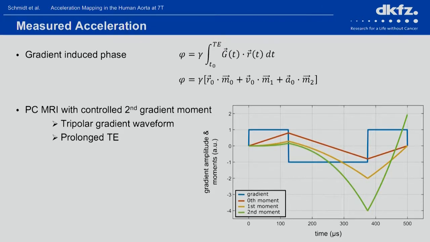To do so, we need a phase contrast sequence where we control the second gradient moment, and therefore we typically apply tripolar gradients because they give us enough degrees of freedom to do so. However, using these tripolar gradients, we additionally prolong the echo times, which also costs us some signal again.